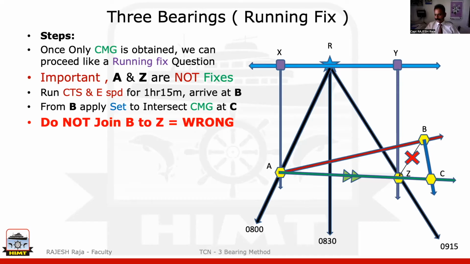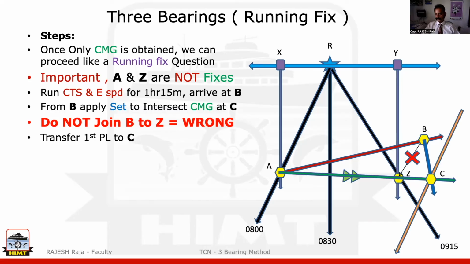Coincidentally, in some question, it may become a position, but right now it is not. It has nothing to do with the question. So the job of Zulu is over the moment I found out the CMG track. Now I have completed a triangle called Alpha Bravo Charlie. Alpha Bravo Charlie can be called a triangle for 1 hour 15 minutes. Okay. Now what do you normally do on a running fix? The moment I have completed the 1 hour 15 triangle, I will transfer my first PL to Charlie.